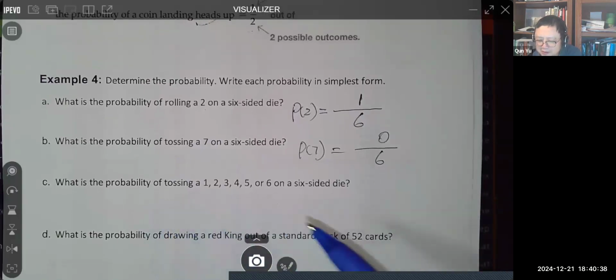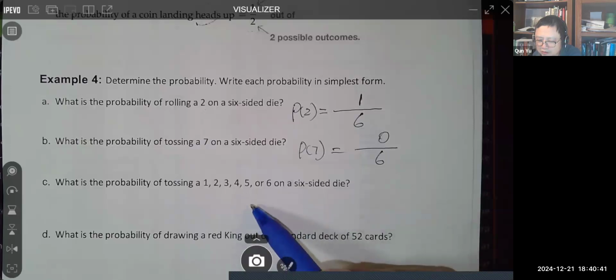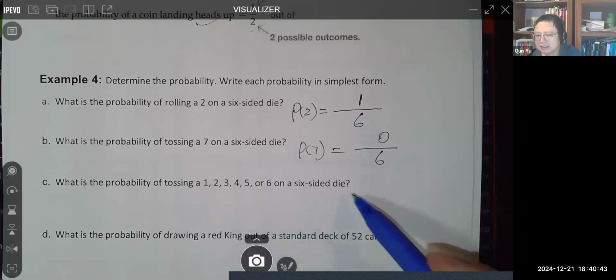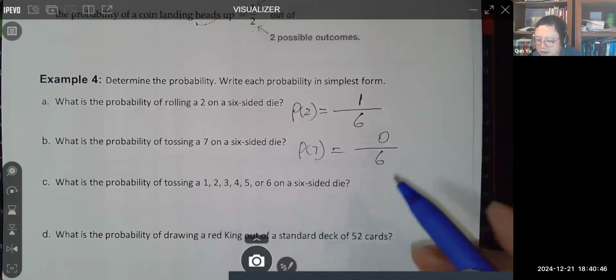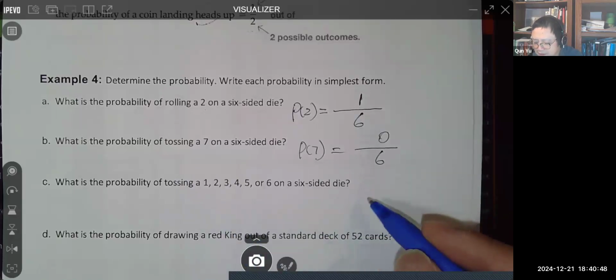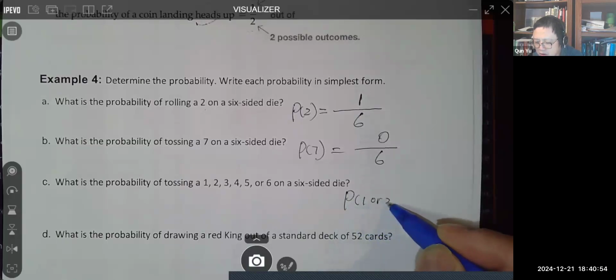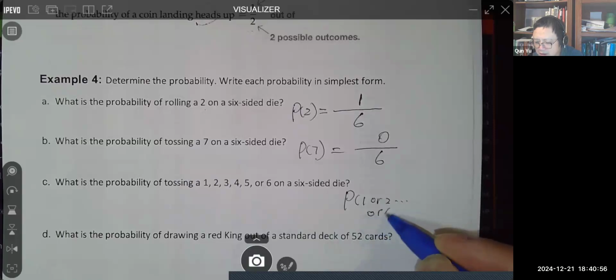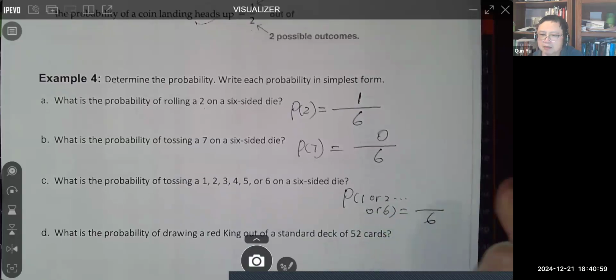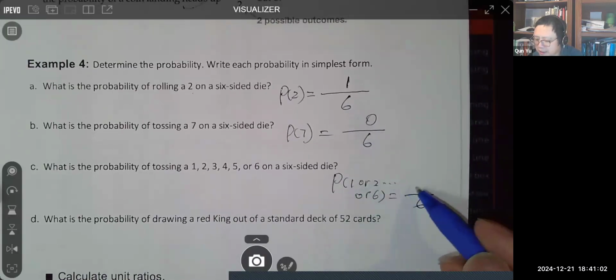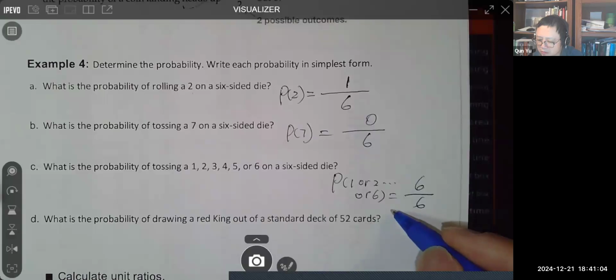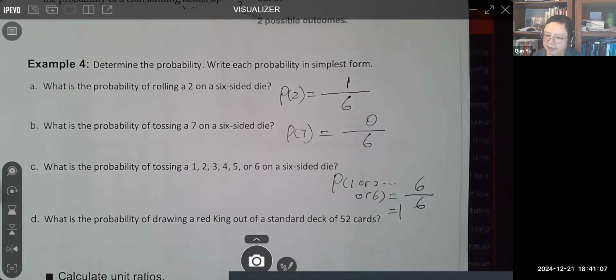Now C, what is the probability of tossing a 1, 2, 3, 4, 5, or 6 on the 6-sided die? That means any one of the 6 numbers is okay, is favorable. We want any one of those, doesn't matter. So we want to have a 1 or 2, just continue until we reach 6. So there are 6 possible outcomes. Any one of those is okay, 6 desirable outcomes. So that's 1. In probability, a value of 1 means it's destined to happen. It will happen no matter what. So you want to have one of the 6 numbers.